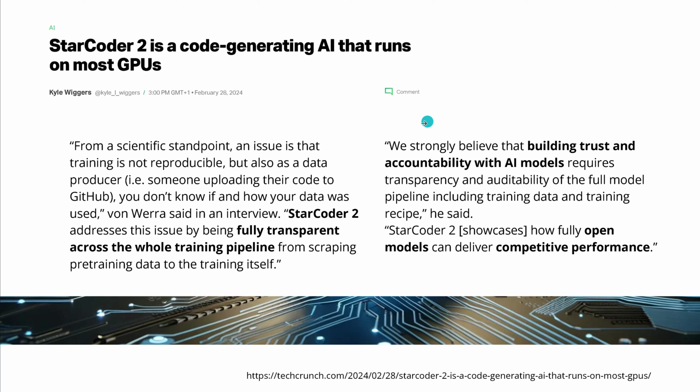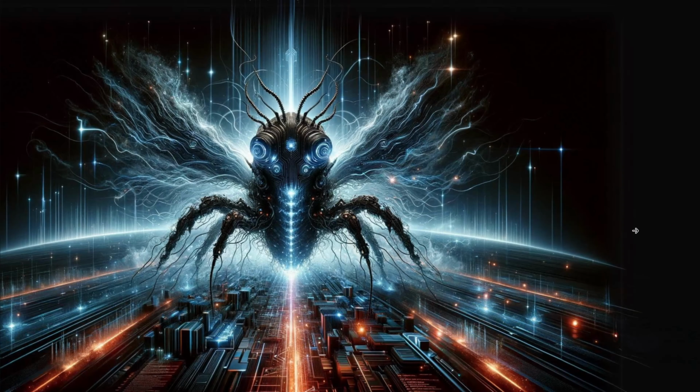So therefore, we believe that building trust and accountability with AI models requires transparency and auditability. And I think this is the way to go. Open source models can deliver competitive performance. So before you decide to buy a commercial product from a global corporation, just give open source a try. Just include it in the set of possibilities. Maybe you find competitive performance. Beautiful.